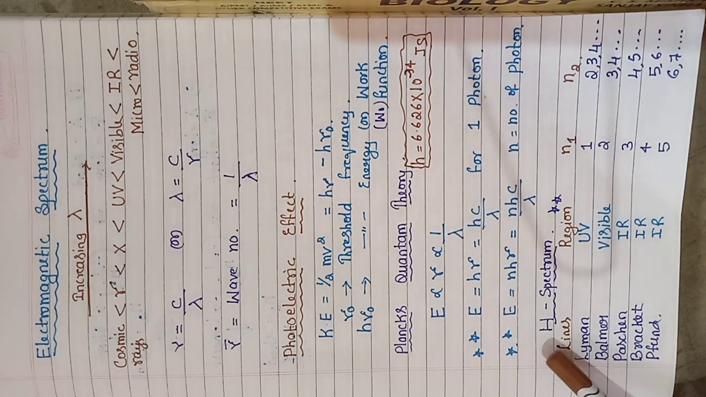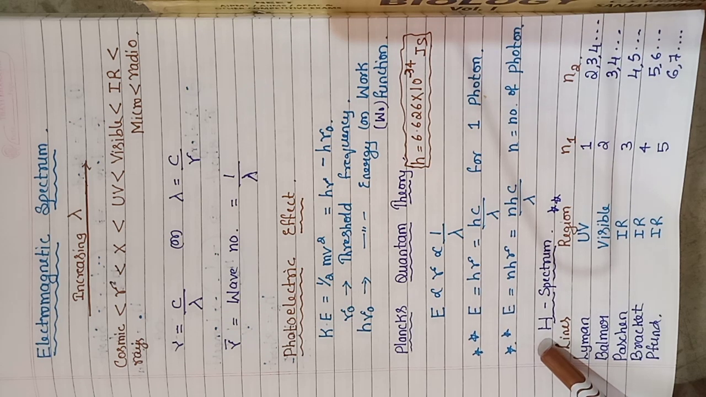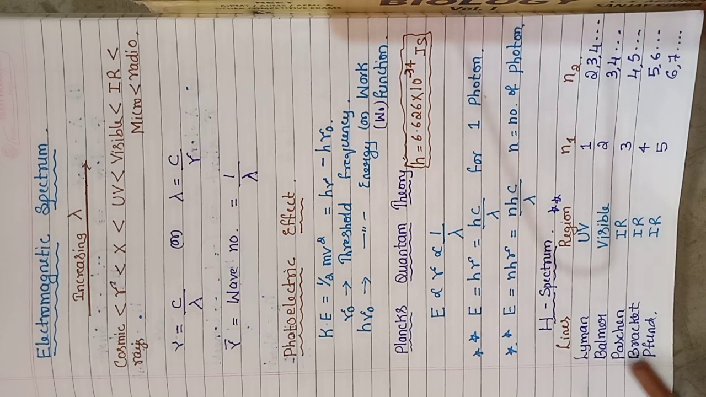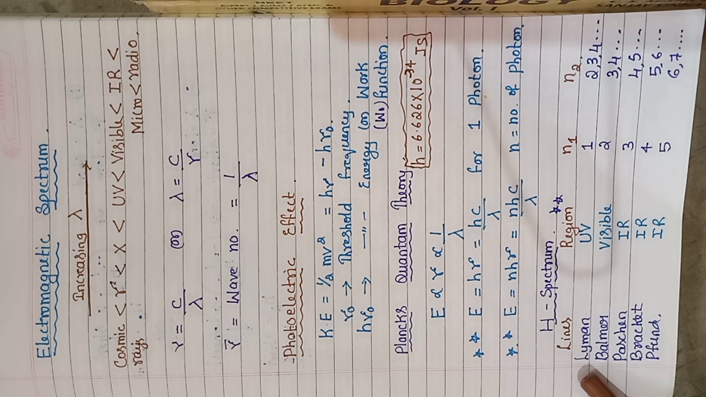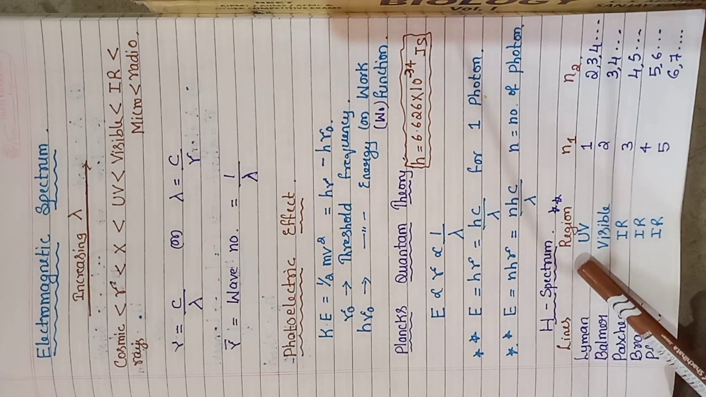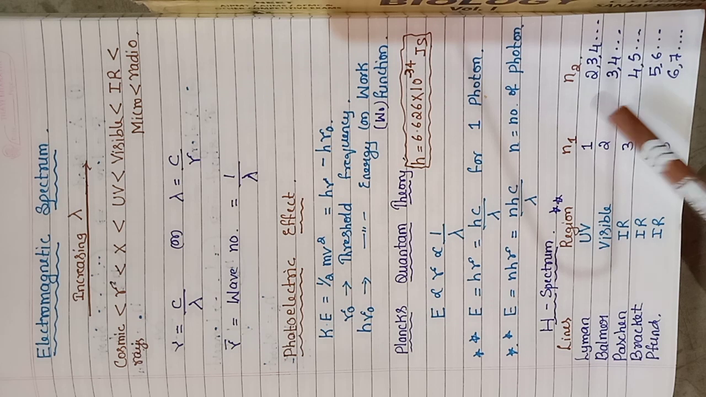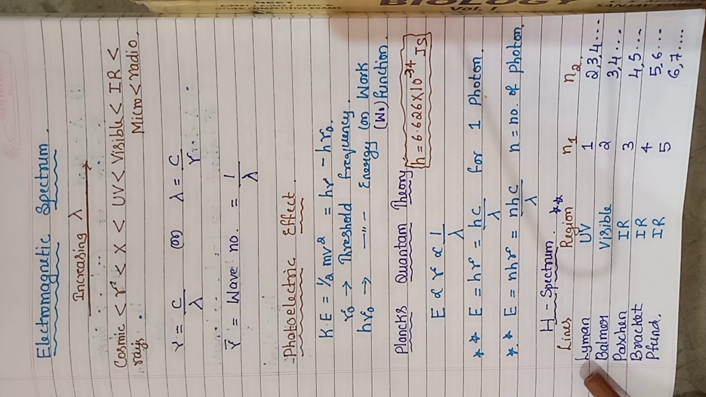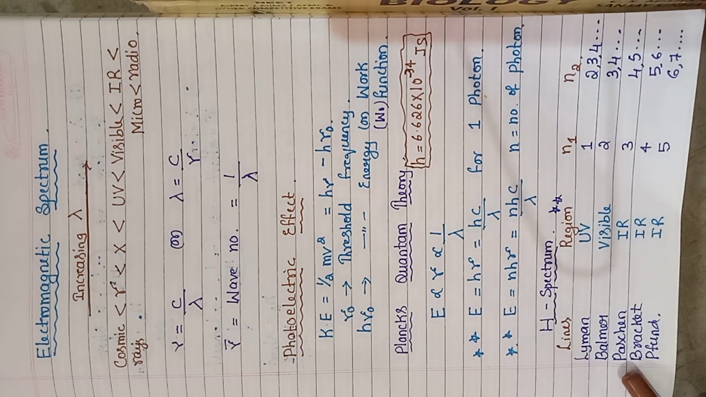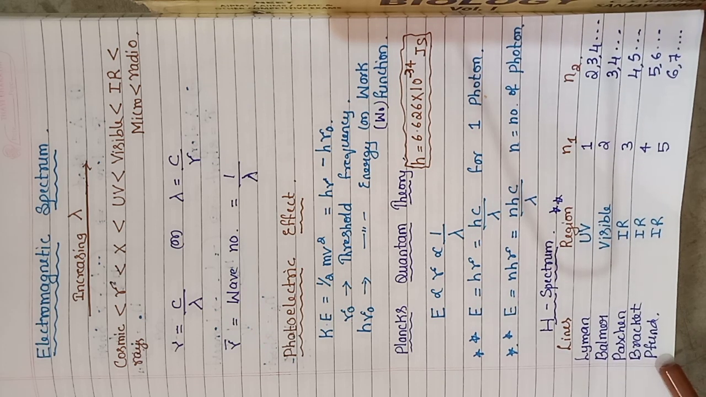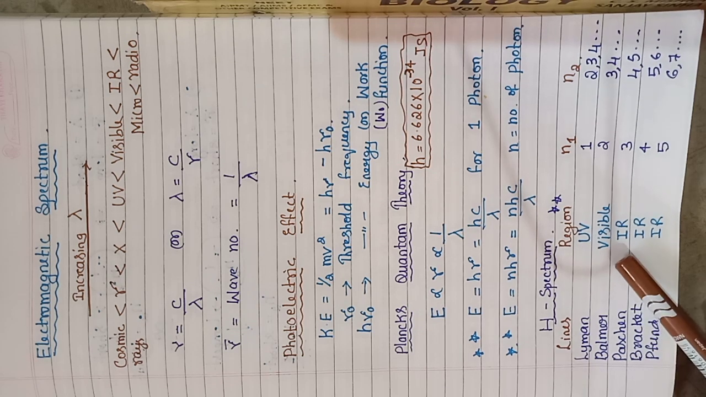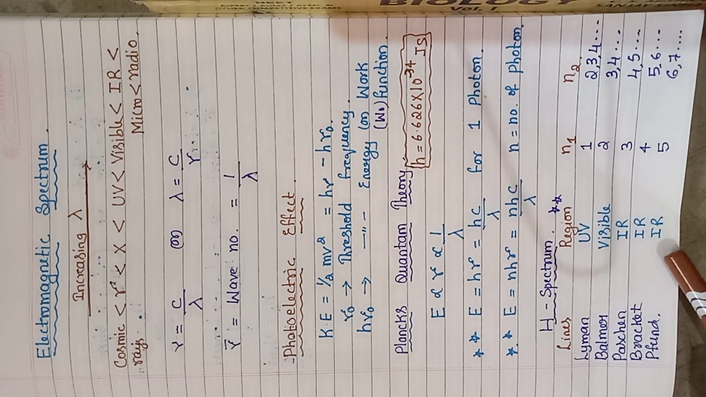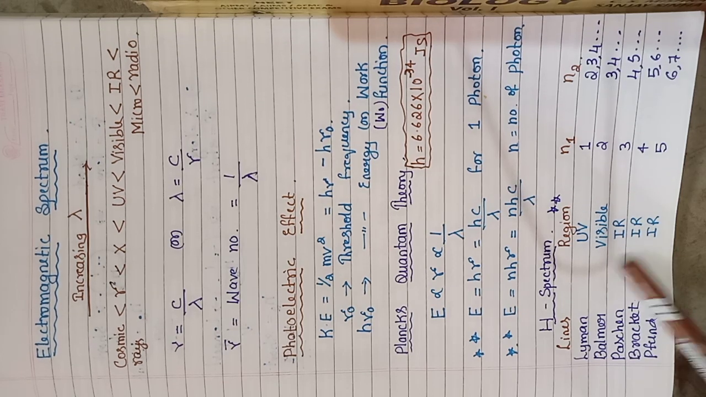The next topic is hydrogen spectrum, and in hydrogen spectrum you can find so many series or so many lines which are arranged according to electromagnetic radiation. Here we must remember the series names, along with the region and the value of n1 and n2, which is very, very important. Now the series includes Lyman, Balmer, Paschen, Brackett and Pfund series. Lyman comes under UV region, Balmer visible, and Paschen, Brackett and Pfund come under IR, infrared radiation.